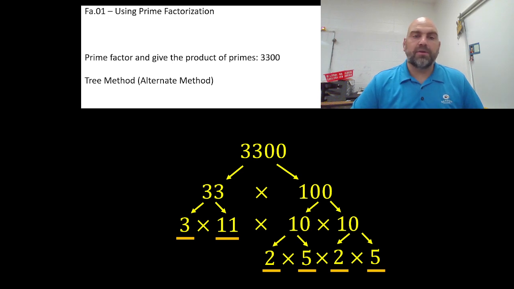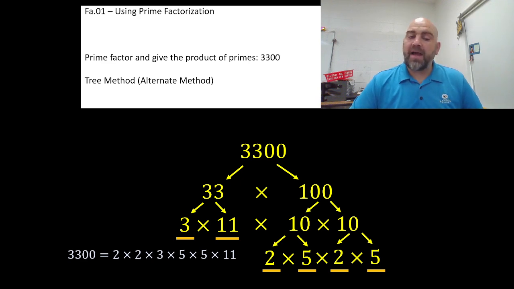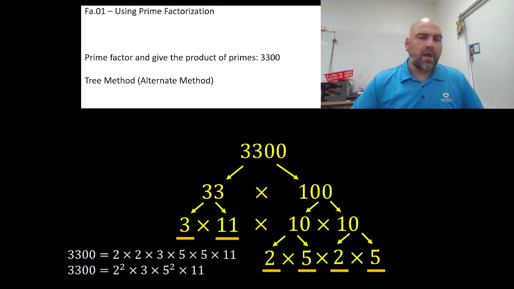And so we can write 3,300 as 2 times 2 times 3 times 5 times 5 times 11. Our prime factors happen to be 2, 3, 5, and 11, and we can write that out as a product of powers, and it looks like this, where we have 2 squared and 5 squared. I hope this helps you when you look at prime factorization. This is one method. There are a few others. Gladly look around at other methods. Hope that works for you.